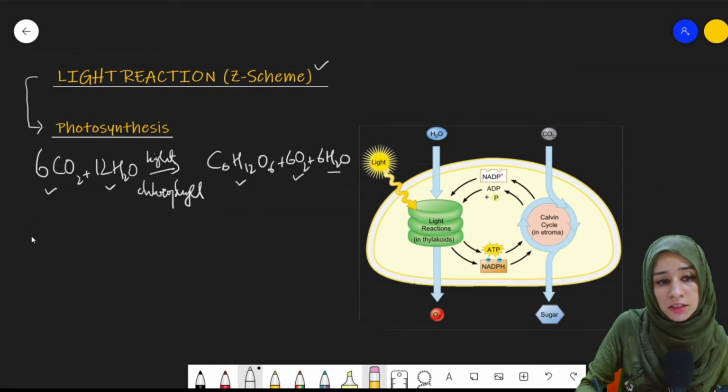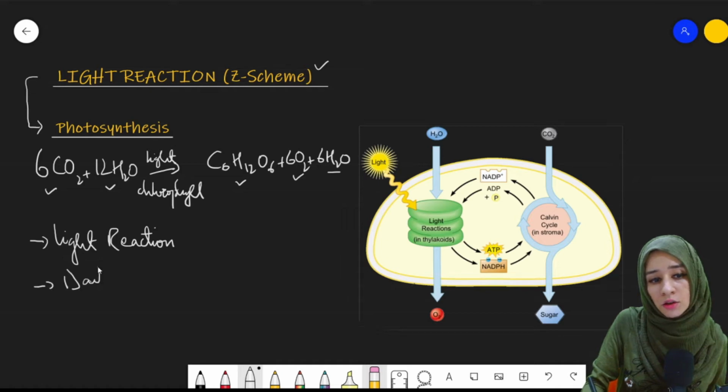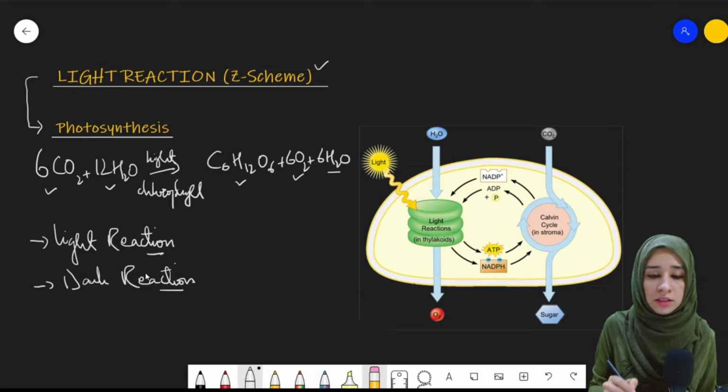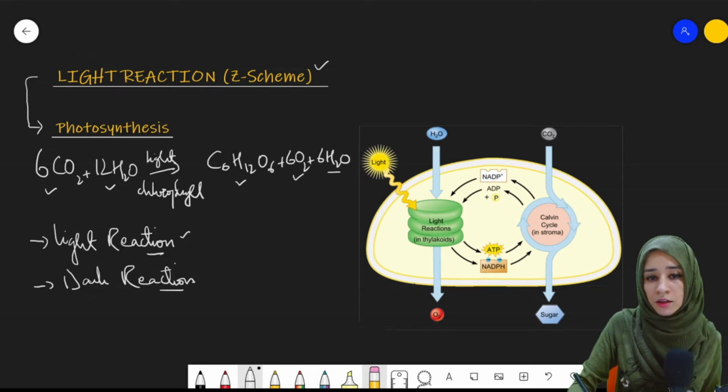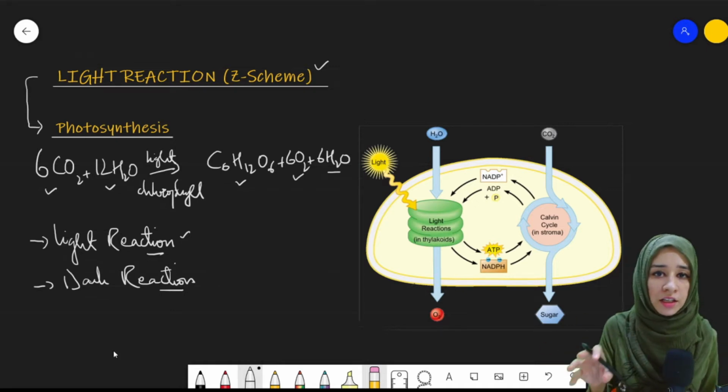Now, photosynthesis occurs in two steps. The first one is the light reaction, and the second one is the dark reaction, also known as the Calvin cycle. We will discuss it one by one. Today, we are going to discuss the light reaction. First, let's see the brief differences between the dark reaction and light reaction, and what actually happens between them.